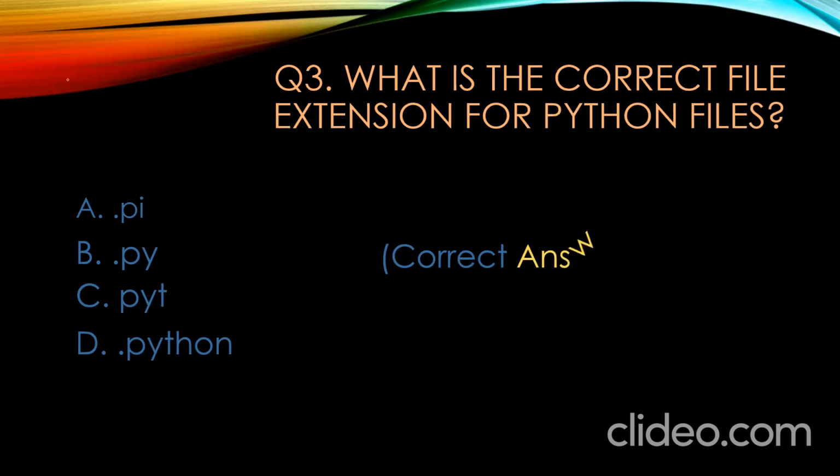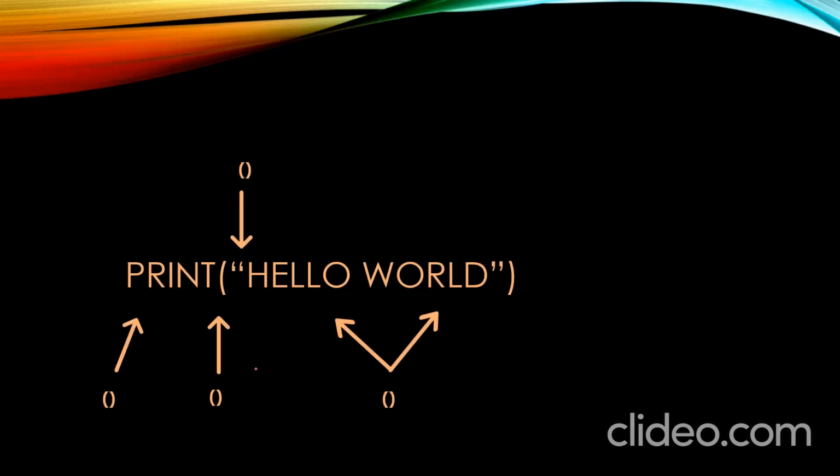Okay, .pi is not the correct option. Okay, .pyt is not the correct option, and .python is not the correct option. Okay, so now you have to label this. I don't know why it is not written.